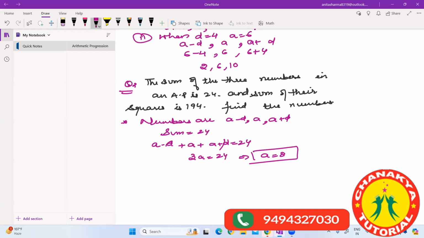Now see, read the next line carefully. Sum of their squares. It means firstly you have to find the square of each term. So A minus D whole square, then the second term square is A square, then the third term square is A plus D whole square. Now the word written is sum, it means you have to add, and their sum is equal to 194. Got it, children? Clear?